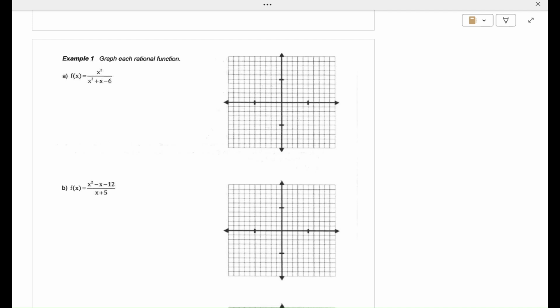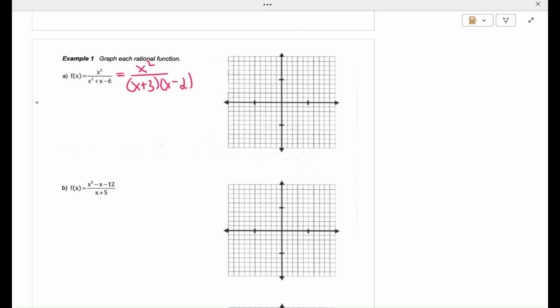So here we go. Okay, so we're going to first fully factor example 1 so that I have it both in standard form and also in factored form so that I can write down everything that I need. So let's factor this out. This will be x squared over x plus 3 times x minus 2. Make sure I factored that correctly. That looks good.